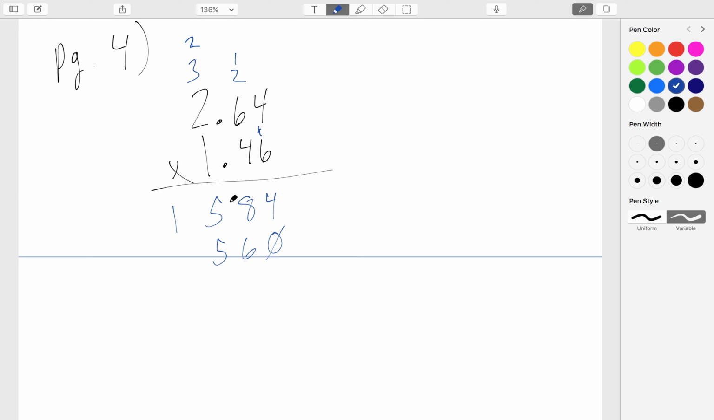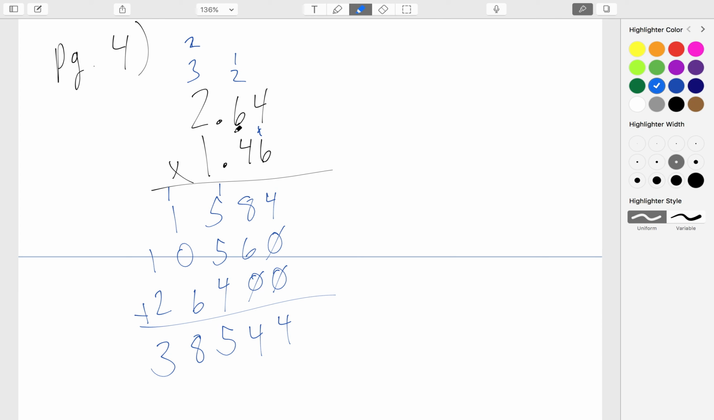4 times 2 is 8 plus 2, 10. Placeholder, placeholder. 1 times 4 is 4, 6, and 2. Add it up. 4, 14, 10, 14, 15. 2, 6, 8. 1 plus 2, 3. Now let's look at how many decimals. 1, 2, 3, 4. Move it over 1, 2, 3, 4.